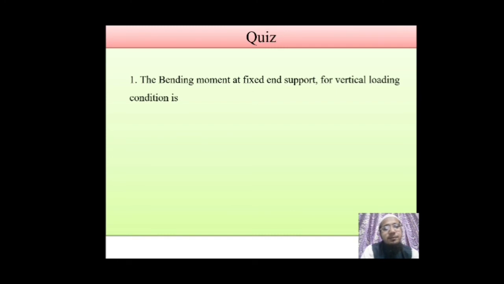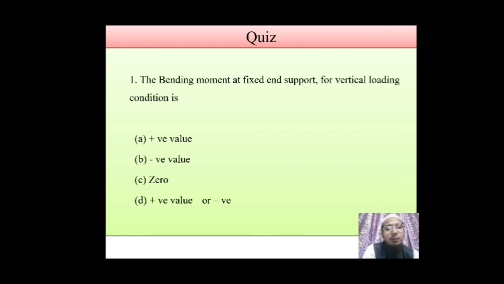Now, let us have a quiz on the points which we have covered. The bending moment at fixed end supports for vertical loading condition is: option A positive, option B negative, option C is 0, and option D positive or maybe negative. What is the correct answer? You can answer, we have just discussed. Bending moment at fixed end supports for vertical loading condition. Yes, option B is the correct one, and the answer is negative.